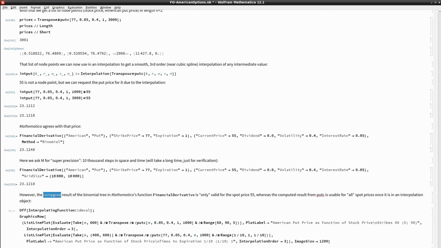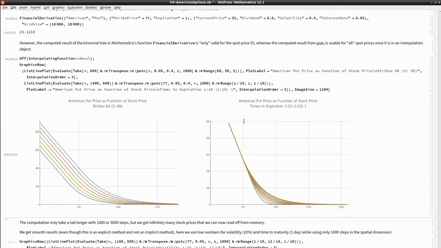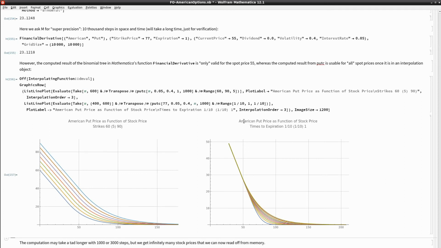So the computed result of the binomial tree in Mathematica's function financial derivative is only valid for the spot price 55, whereas put C is usable for all spot prices once it's in an interpolation object. I won't get tired of mentioning it. And you see that in no time we've computed and plotted with our function put C, and have done this for several strikes here from 60 to 90 in steps of 5, and we have done it for 10 expirations from 1/10 of a year up to 1 year in steps of 1/10 of a year.